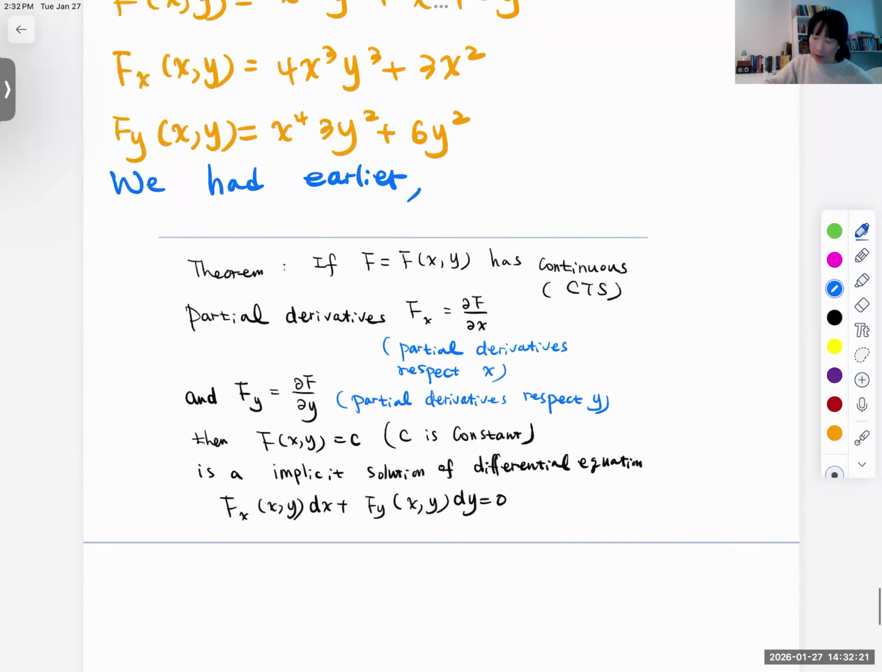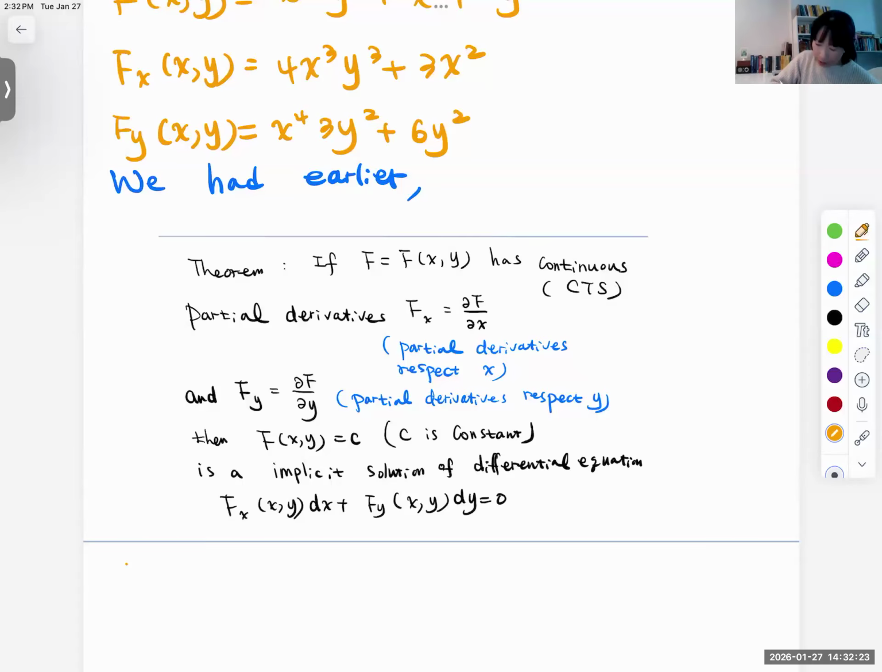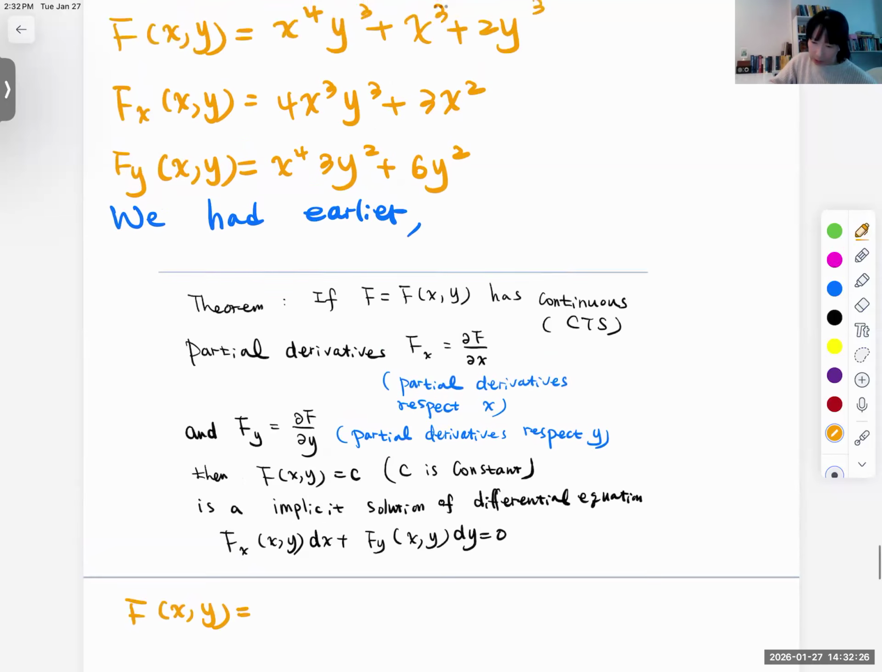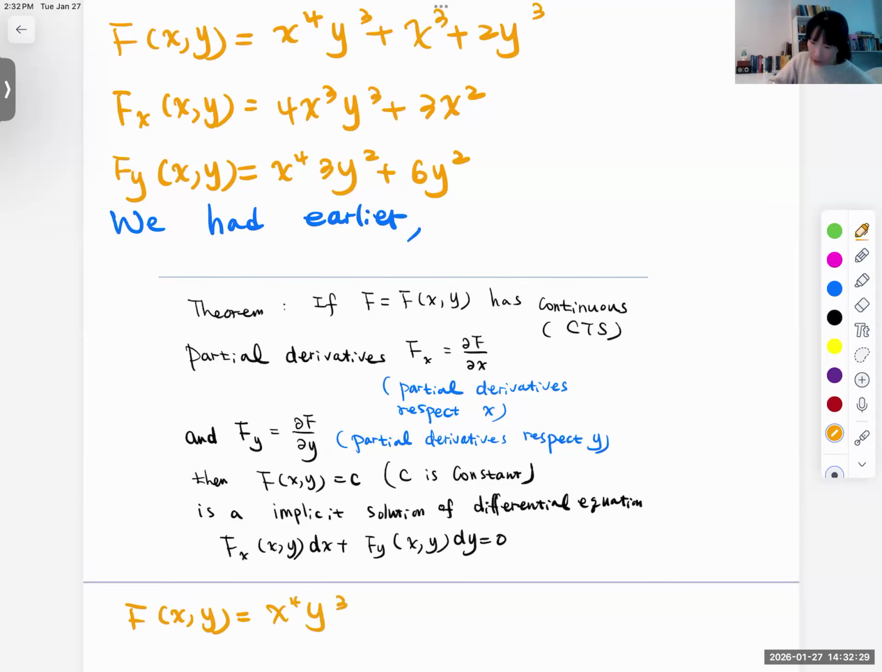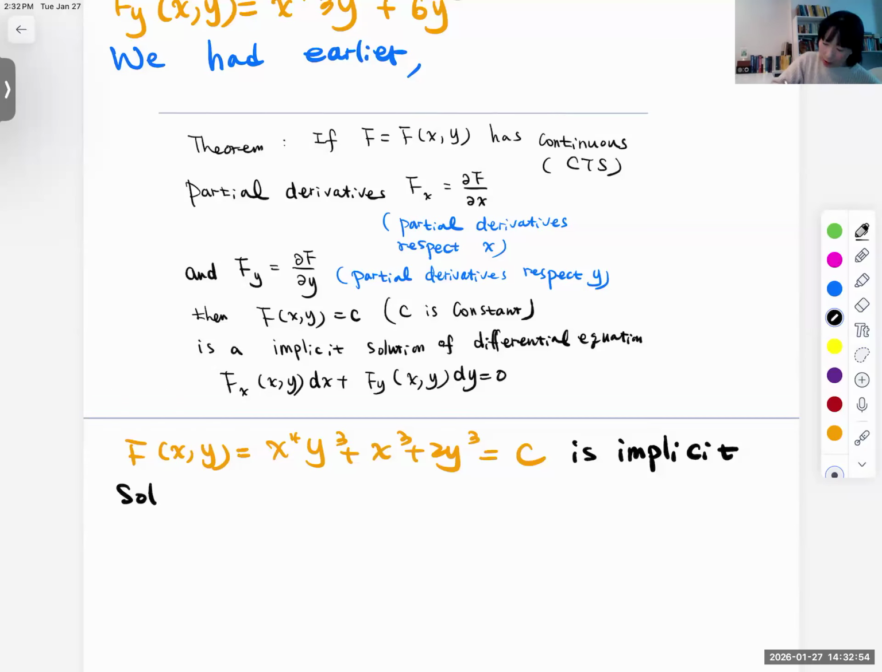Okay, so we say that f of x, y equal to x to the fourth power, y to the third power, plus x to the third plus 2y to the third equal to c. Yeah, c is an implicit solution. So then we can say that it is an implicit solution of the differential equation, this one, right?